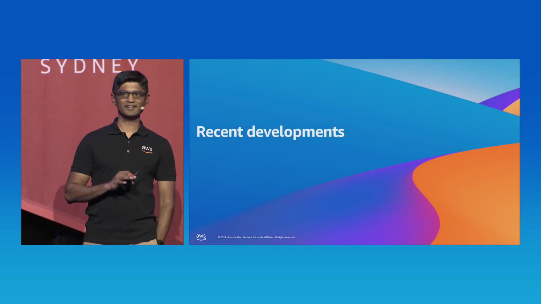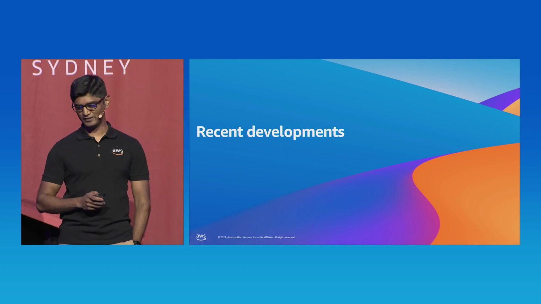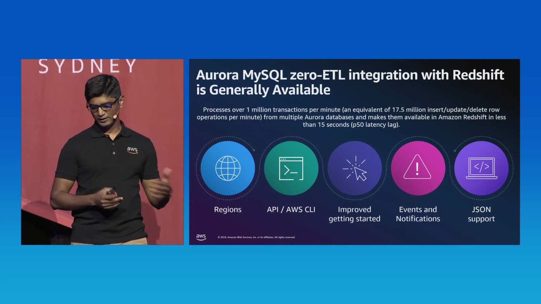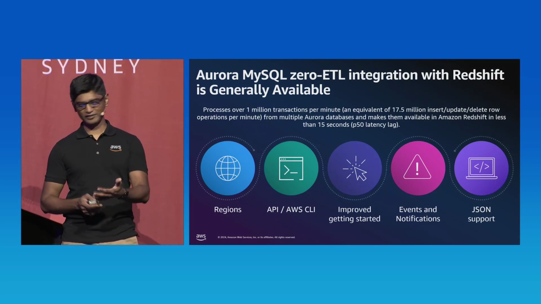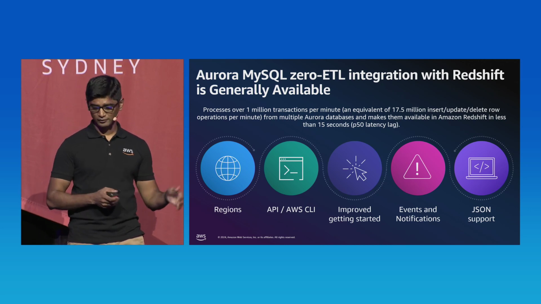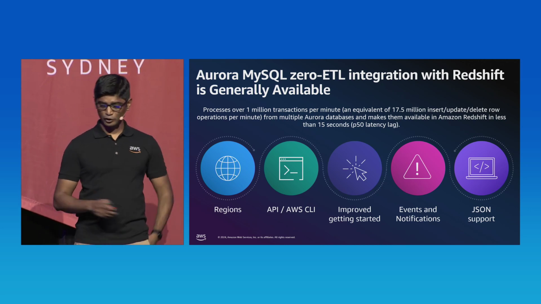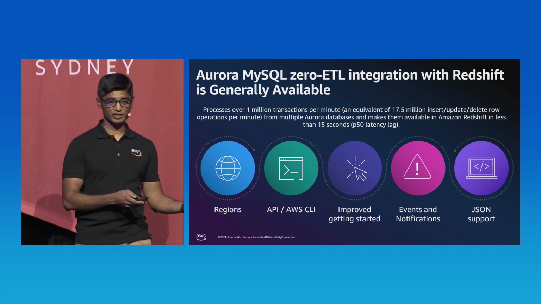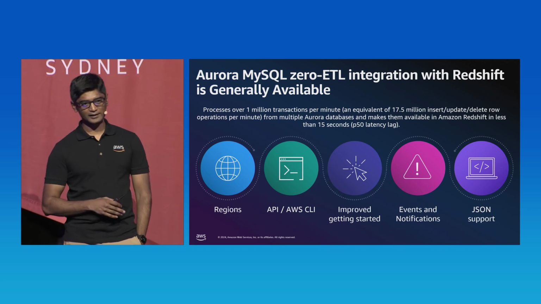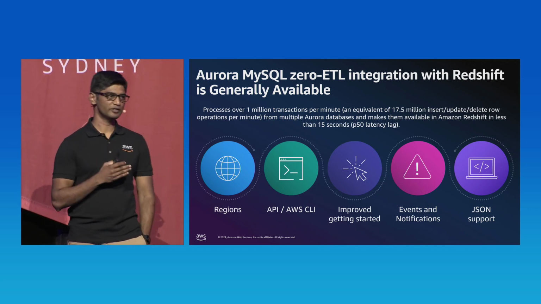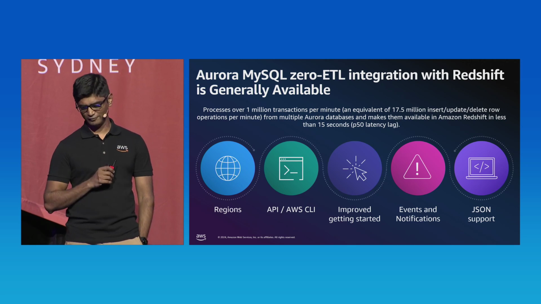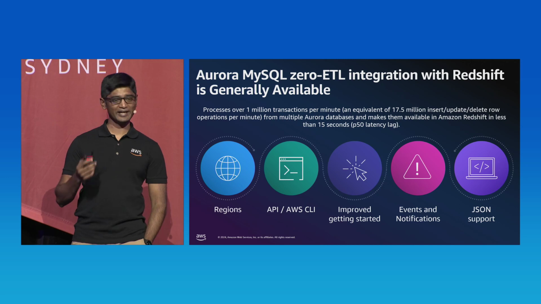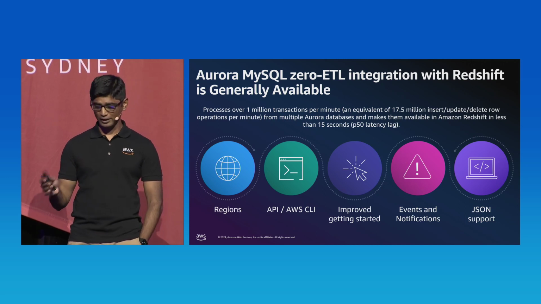Next, I want to talk about some of the recent developments that we made in the space of zero-ETL, right? So we announced zero-ETL last year, and it was in preview, and then it recently became generally available a few months ago. Since then, we added a number of new things. For example, now it is available in different regions. Now it's available in the Sydney region as well. If you want to try zero-ETL, you can go to your Sydney AWS account and create it for now. And also now we support an API and CLI, so customers are able to create the zero-ETL using the API or command line interface.